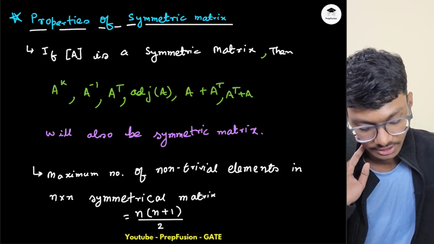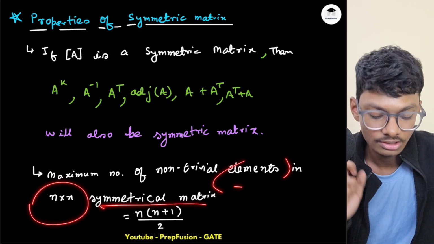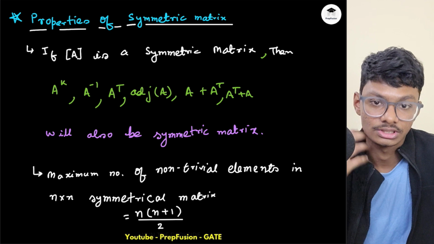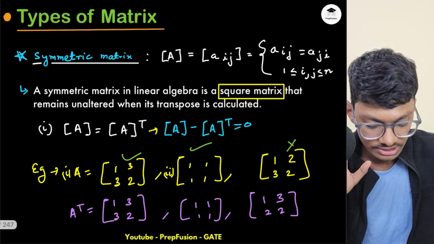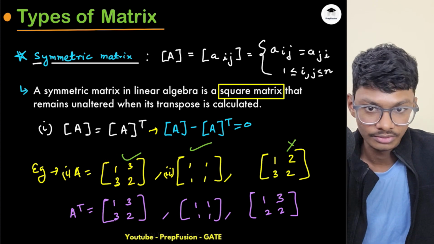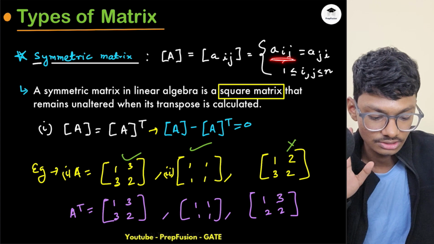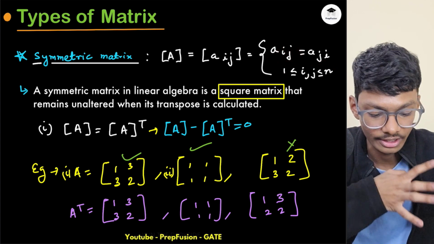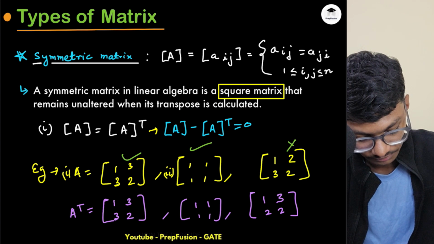So next is the maximum number of non-trivial elements in an n cross n symmetric matrix. How many maximum unique elements can I have in a symmetric matrix? Basically the diagonal, right? This diagonal can be any number. They don't have any condition. This is about only the non-diagonal elements, a_ij and a_ji, where i is not equal to j.